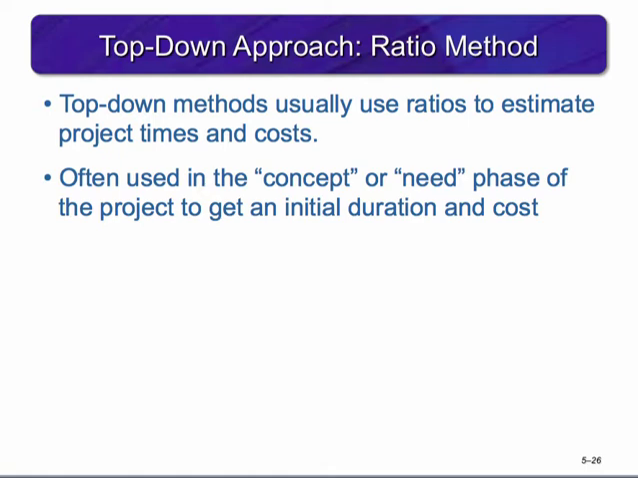Top-down methods usually use ratios to estimate project times and costs. The ratio method is often used in the concept or need phase of the project to get an initial duration and cost. An example provided in your book is a house which is 2,700 square feet at a cost of $160 per square foot. Therefore, the cost is approximately $432,000. Based on prior experience, a house of this size normally takes 100 days to complete.